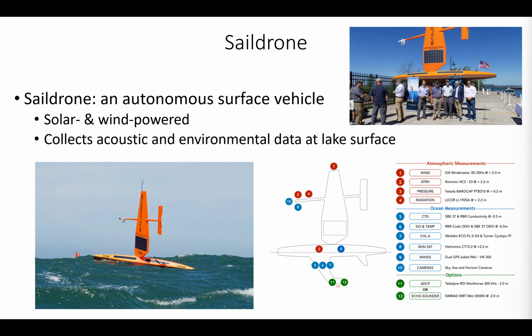First, just to cover the sail drone, again, it's a surface vehicle. It's entirely solar and wind powered, which means it's very, very quiet. It collects both acoustic and environmental data at the lake surface, which is great because that means we're getting environmental data at the lake surface as this is moving around all over the lake.